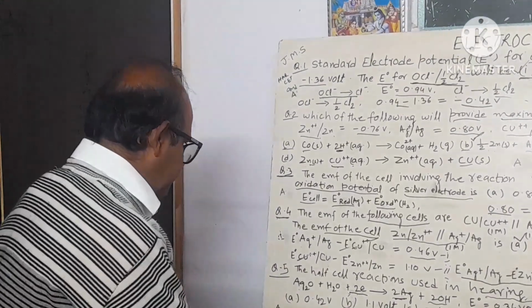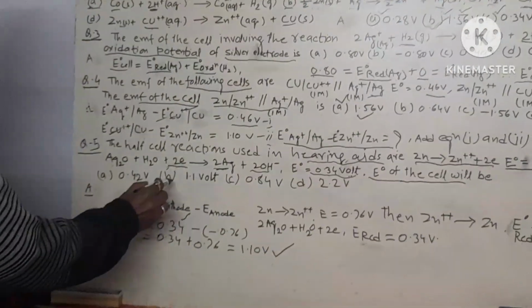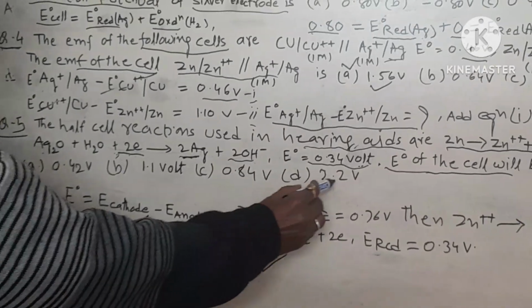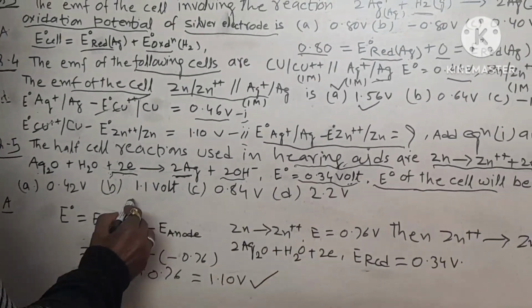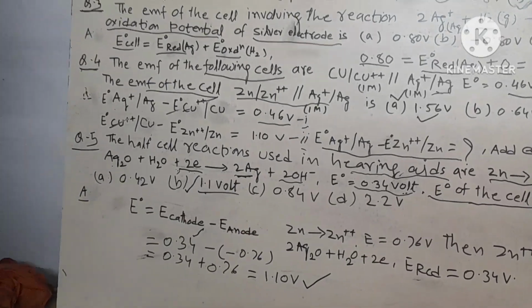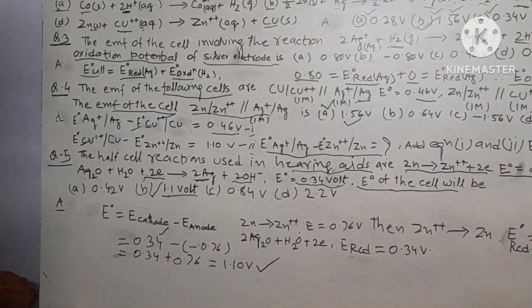Then in the given options, the first option was 0.42 volt, the second was 1.1, the third was 0.84 and the fourth was 2.24. See here, the second one: 1.1 volt means 1.10 volt. That's correct. The answer is option B.